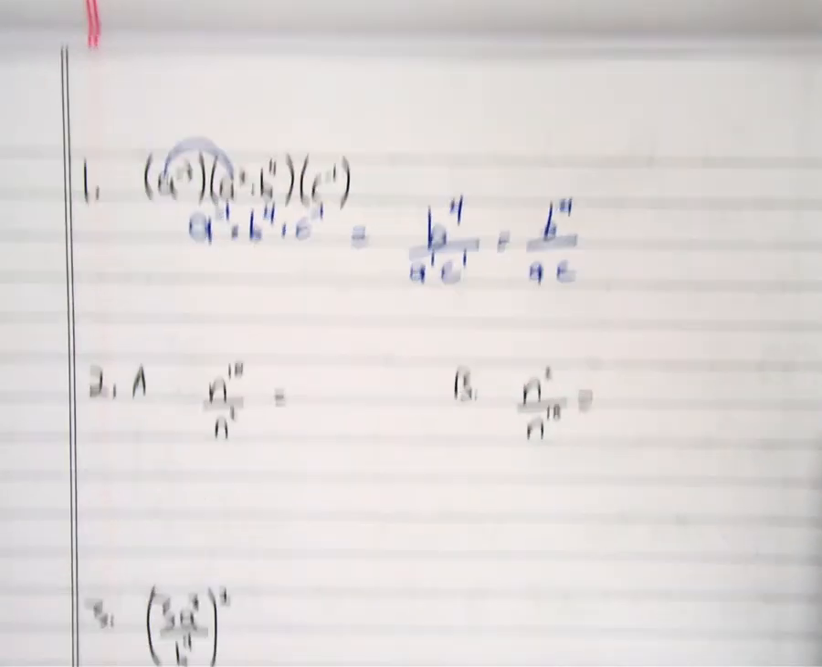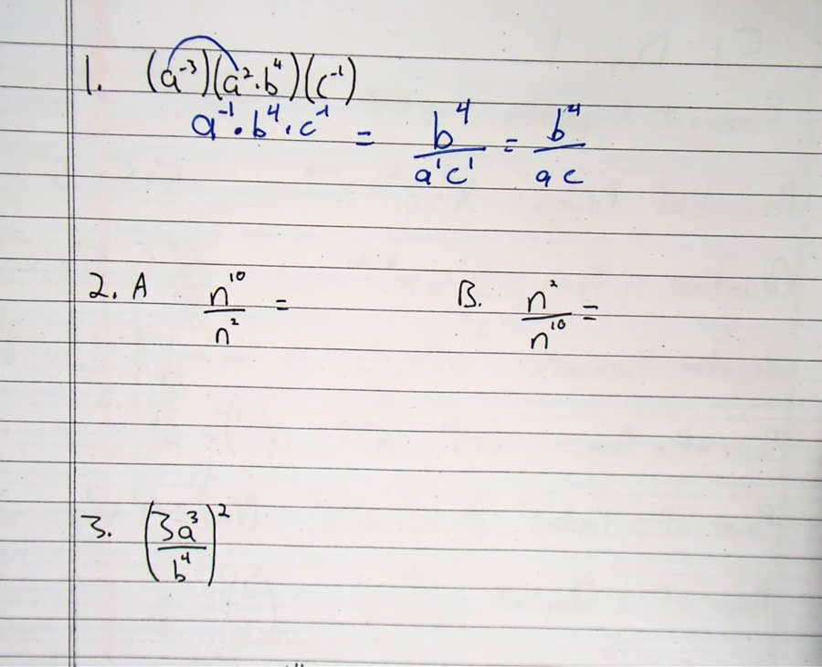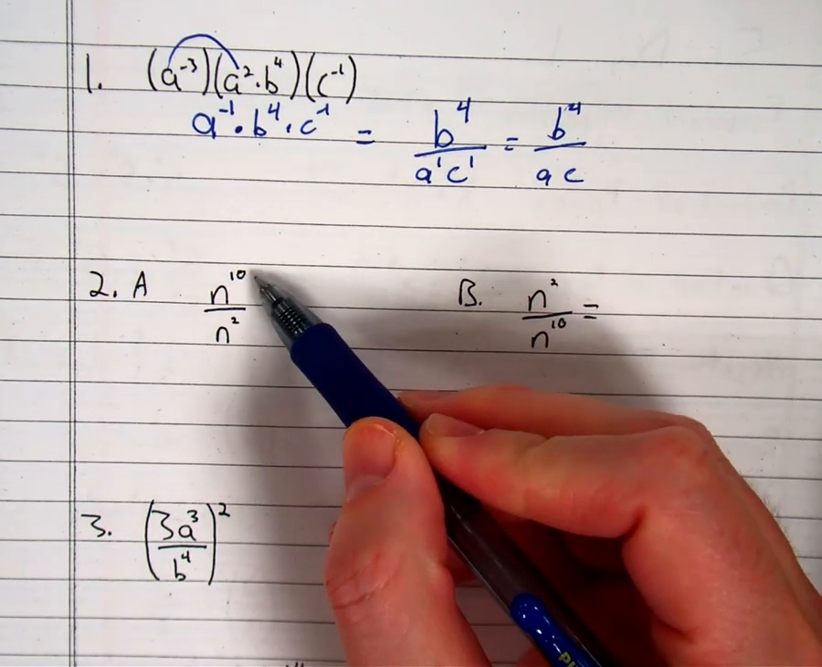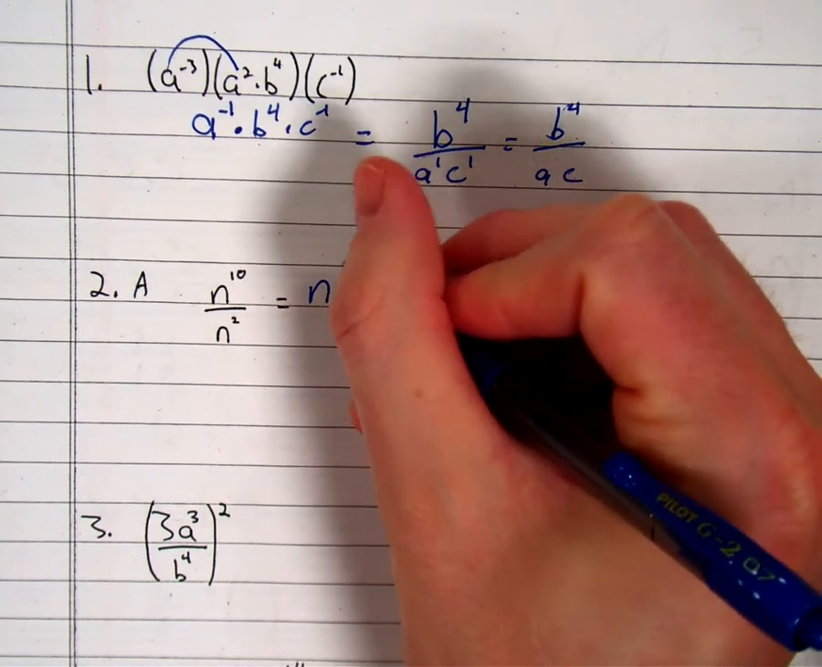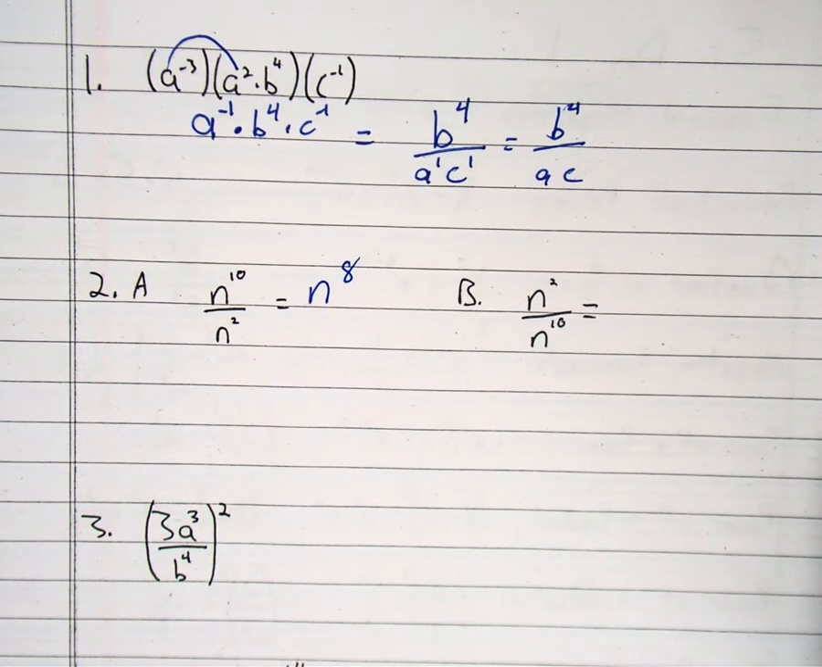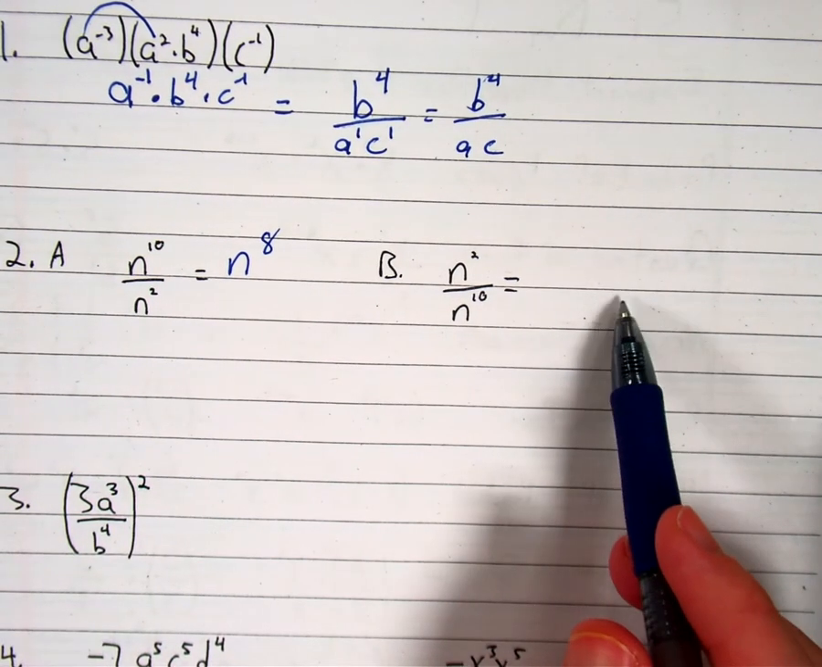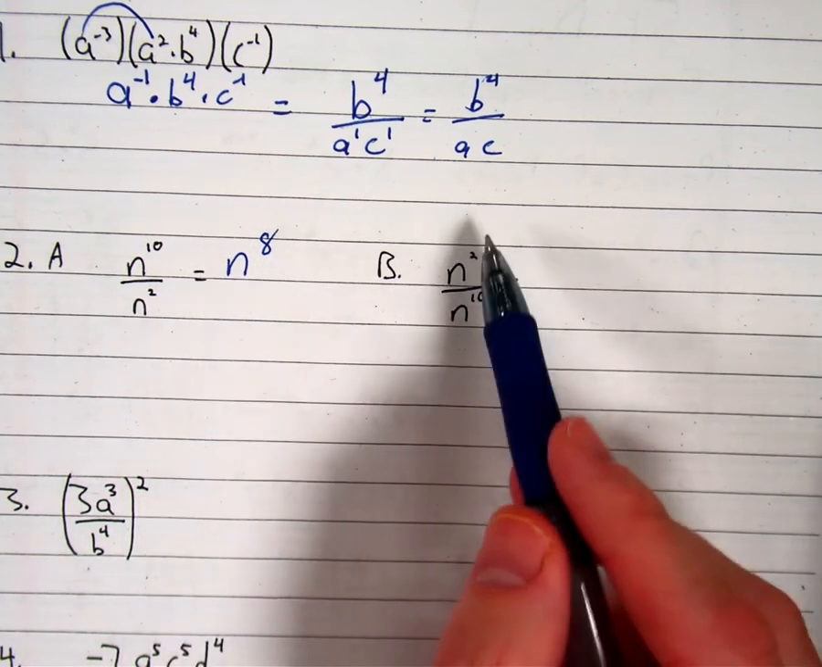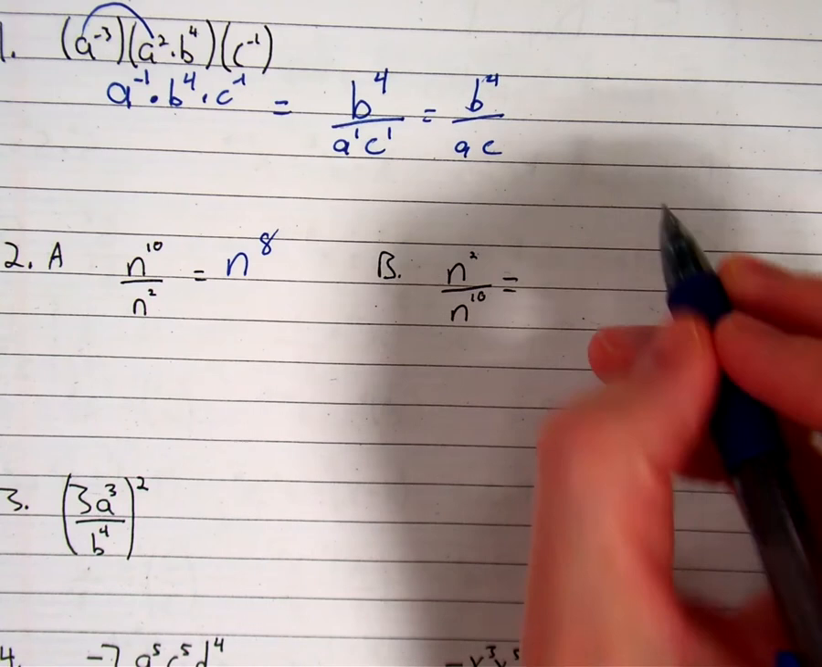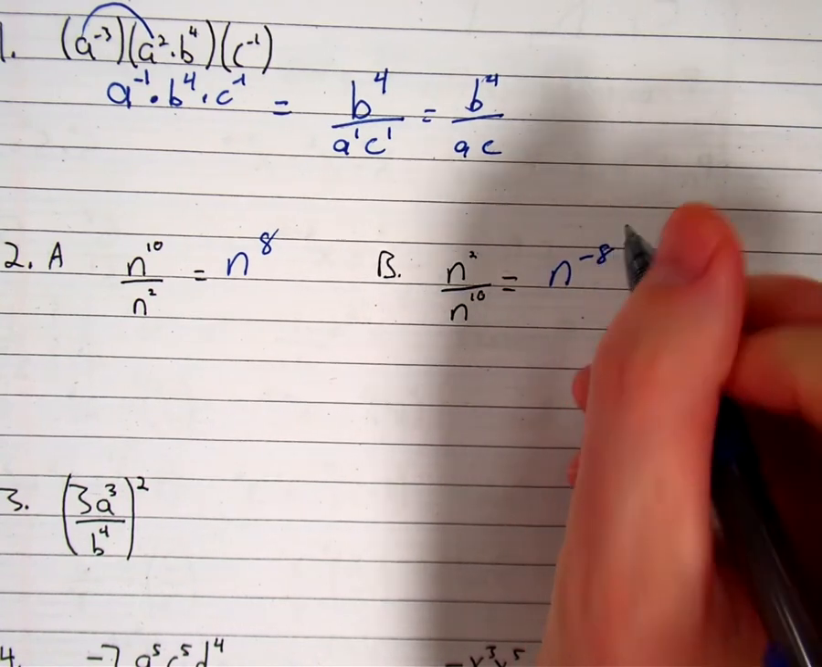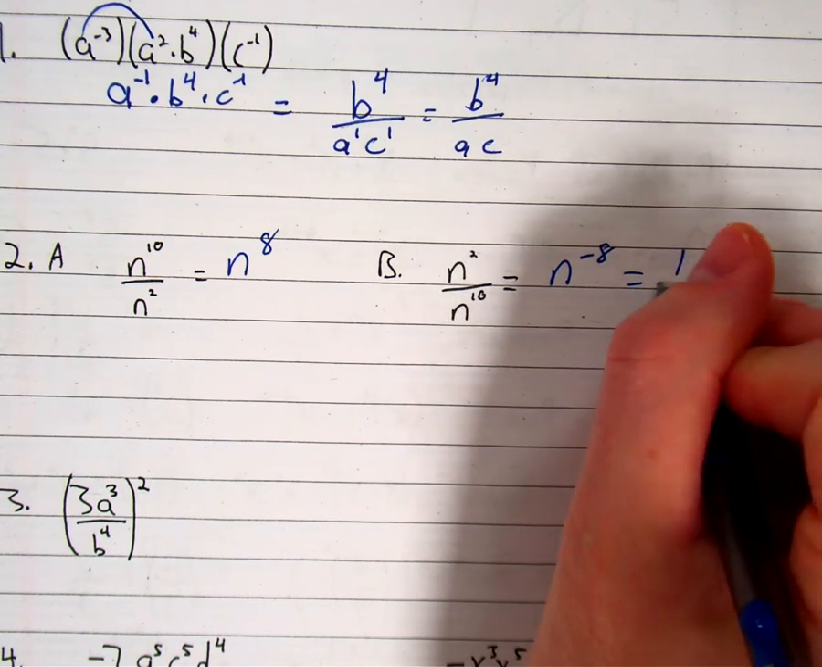Okay, we got a little practice here with the quotient of powers property. 10 minus 2 is going to be n to the 8th. Okay, and then with this one here, part B, I got 2 ways to show you. If you're just going to stick with top minus bottom, which is how the property is written, 2 minus 10 is negative 8. So we'd write down n to the negative 8, and then, because it's negative, we have to flip it.